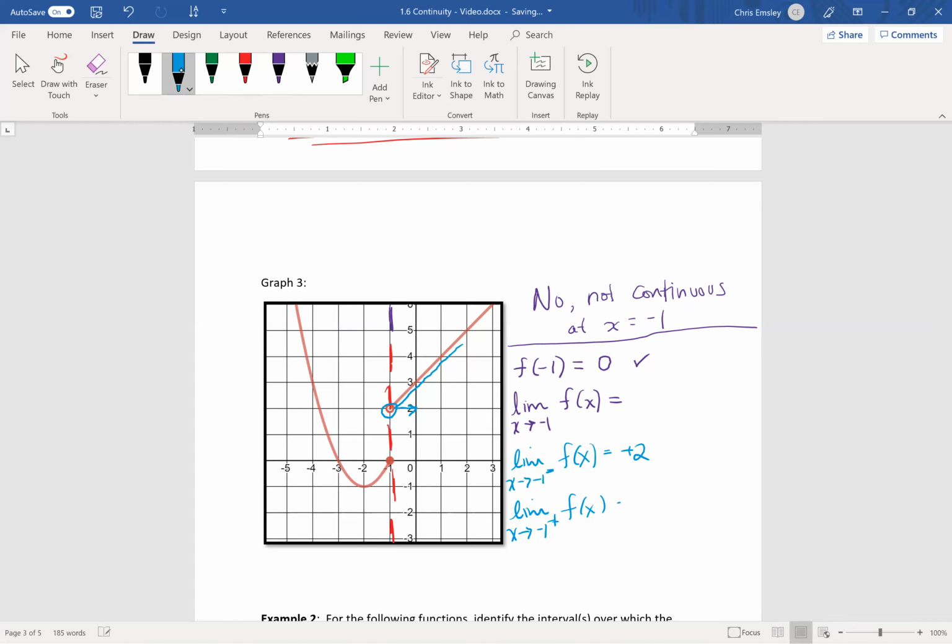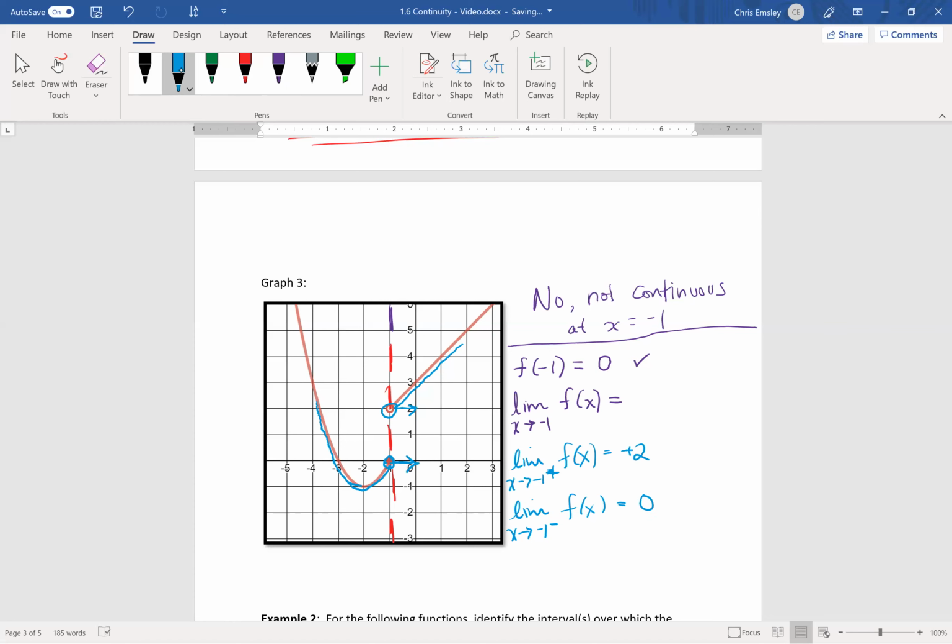But if we come in from the left instead, if we look at this limit, come in from the positive side. Oh, I switched those. I got those backwards. This one was plus. We were coming in from the right. This one is minus. We're coming in from the left. Sorry about that. Okay, so if we come in from this direction, we follow our graph in. As we get closer and closer to x equals -1, we get closer and closer to y equals 0.